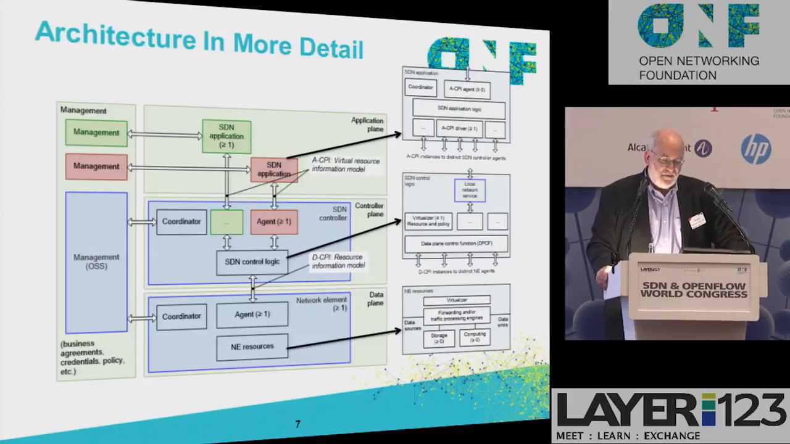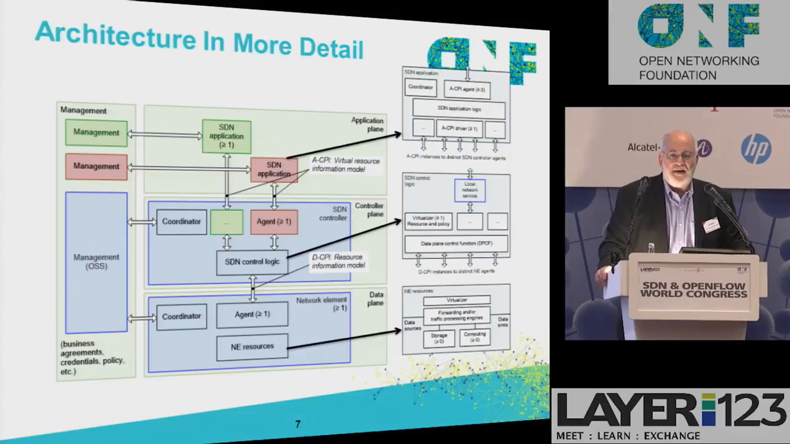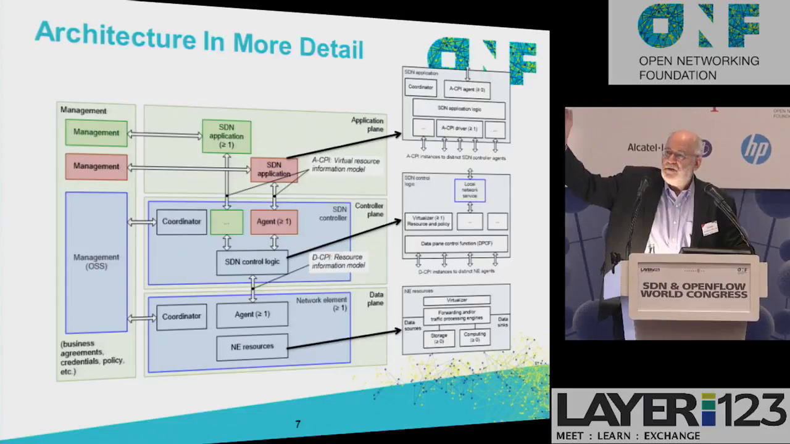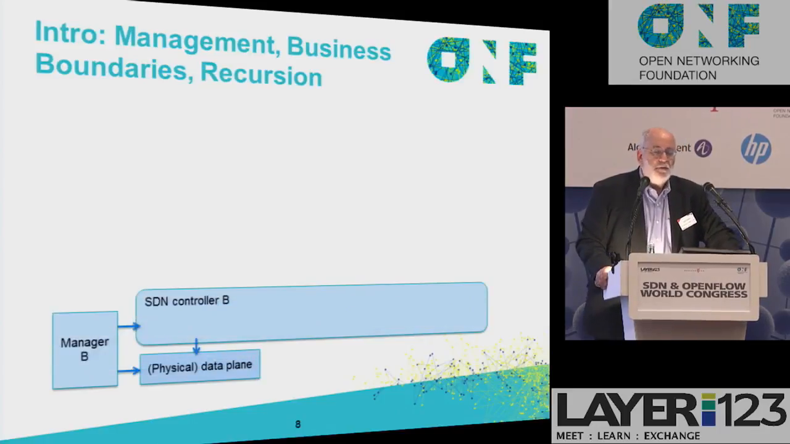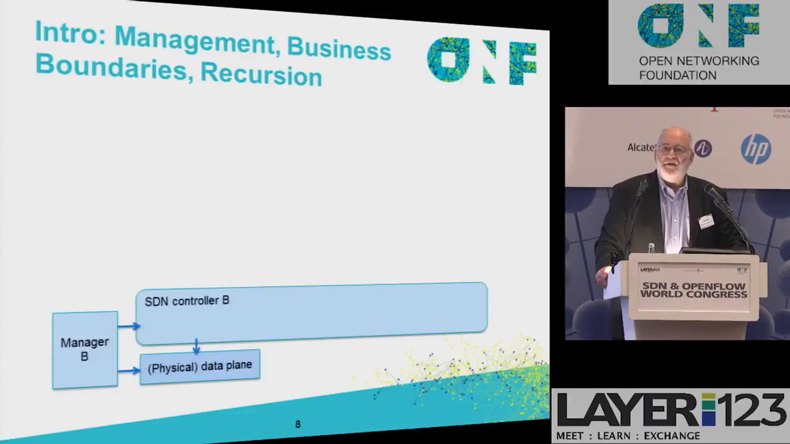And finally, in the SDN applications, you actually have a number of things going on in an SDN application. You have a coordination function to coordinate with management. There's the actual application logic, and then there's the north side of the northbound interface talking to the controller in the middle. Then we have management, business boundaries, and recursion. And recursion is a very important concept in SDN as well.